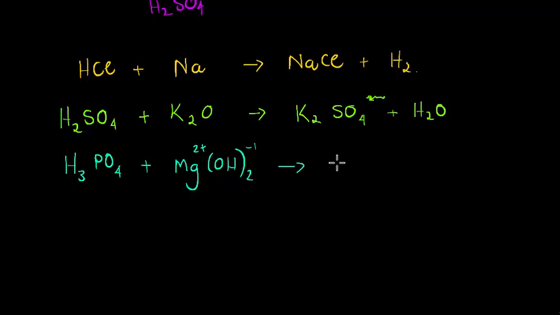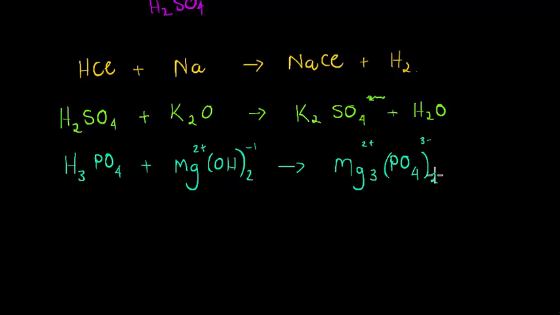So this will produce magnesium phosphate. Now phosphate has a 3 negative charge, magnesium has a 2 positive charge, so if we have 3 negatives and 2 positives, we will have to look at the lowest common multiple of the 2, which is 6. So 6 is the lowest common multiple. To get 6 using magnesium, I'll need 3 magnesiums. To get 6 using phosphate, I will need 2 of them.